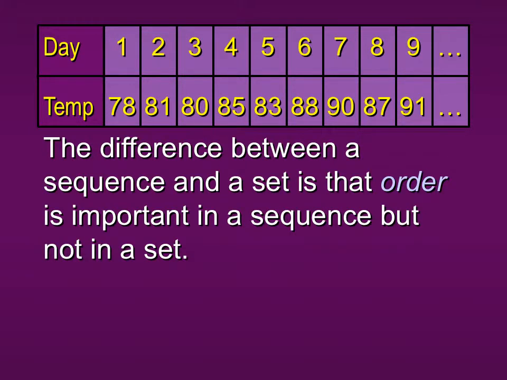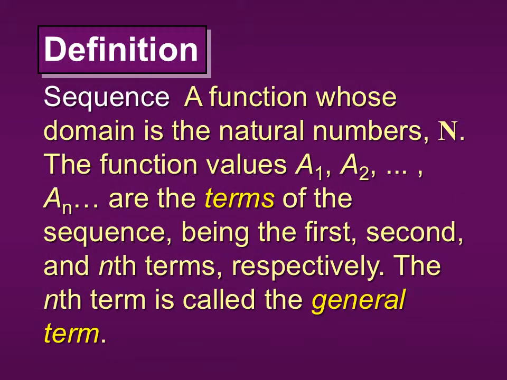The difference between a sequence and a set of numbers is that order is important in a sequence, but not in a set. So our definition of a sequence is a function. The domain is the natural numbers, okay? And so we have these function values, a sub 1, a sub 2, a sub n, which are the terms of the sequence. So those tell us what we're looking at. A sub 1 is the first number. A sub 2 is the second number. A sub n is the nth number. Okay, so those are the first, second, and nth terms.